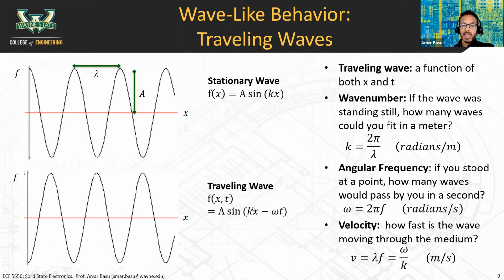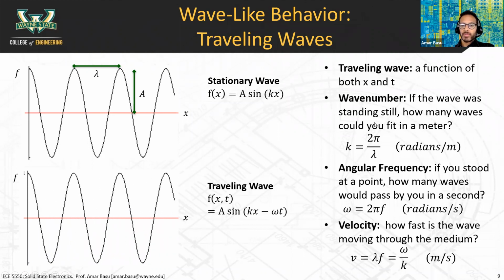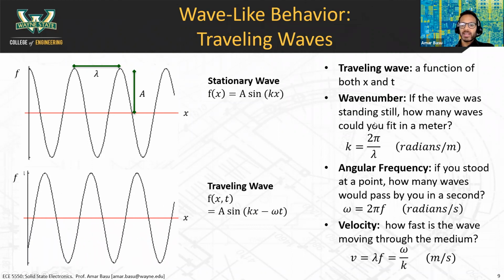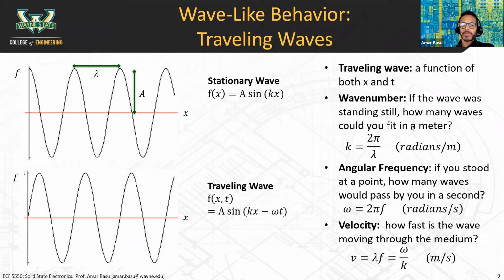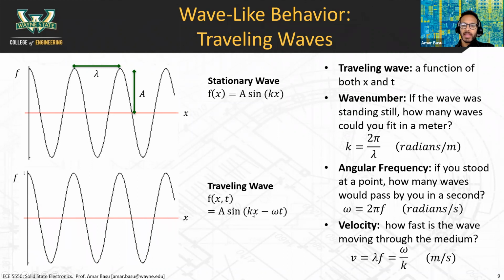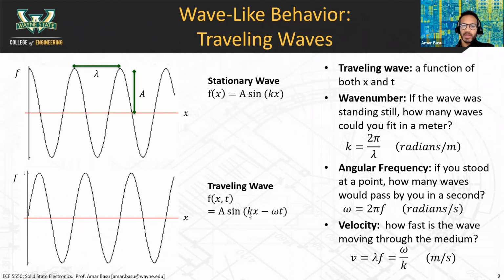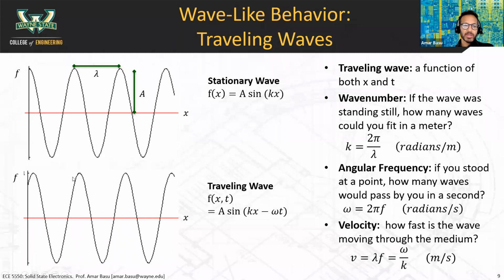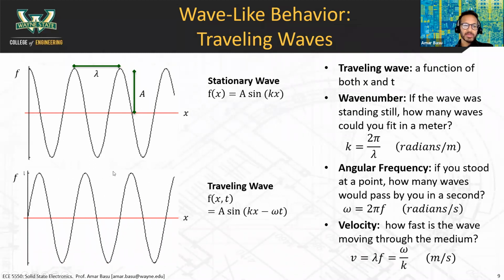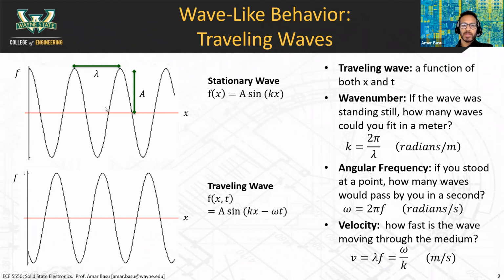So the kx is the same as before. That's defined as the wave number. So if the wave was standing still, how many waves could you fit in a meter? And that k factor describes that aspect of the wave. So it's related to the wavelength, as I said. So if you look at the physical distance between the troughs on the x-axis, it's the same thing as above here.